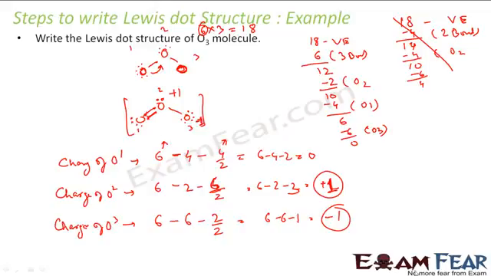Hope you understand this. If you are confused with this 4 by 2 and all, just count the number of bonds. In this case for O1 there were 2 bonds, so use 2 here. For O2 there were 3 bonds, so use 3 here. For O3 there was 1 bond, so use 1 here. Because 1 bond is nothing but 2 electrons, so we are just saying 2 by 2, that's also 1. So we just count the number of bonds if you are comfortable with that. Number of electrons in the free state 6, minus number of electrons here, minus number of bonds. So this is the case.